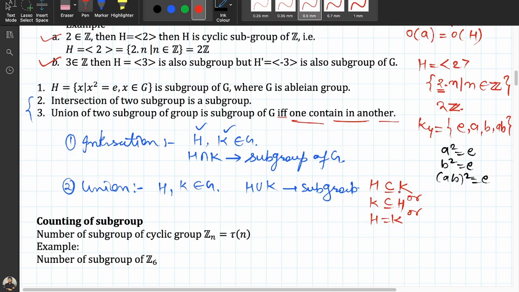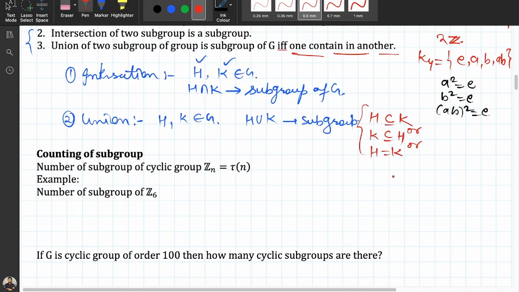Now it means we are taking the union. Whatever property is present in one set will be inside the union. We are not taking the common property, we are taking all the properties. So in that condition, for H union K to be a subgroup, it should satisfy some properties: H is a subset of K, or K is a subset of H, or simply H equals K. These are very, very important algebras of subgroups.